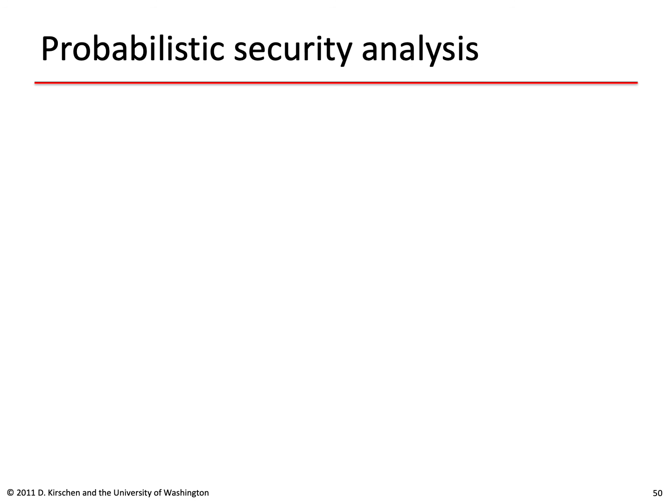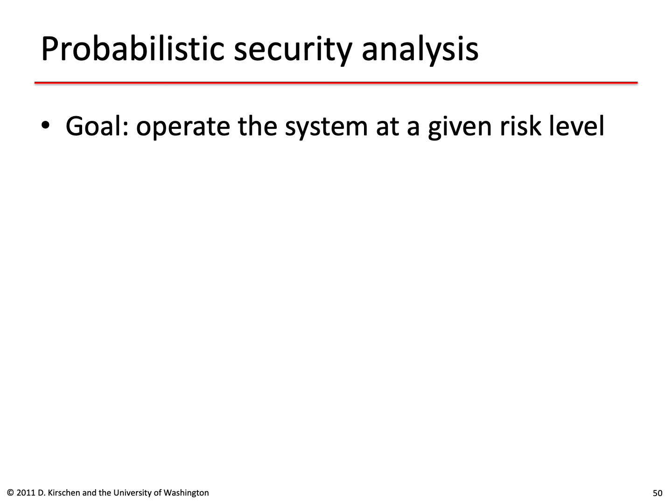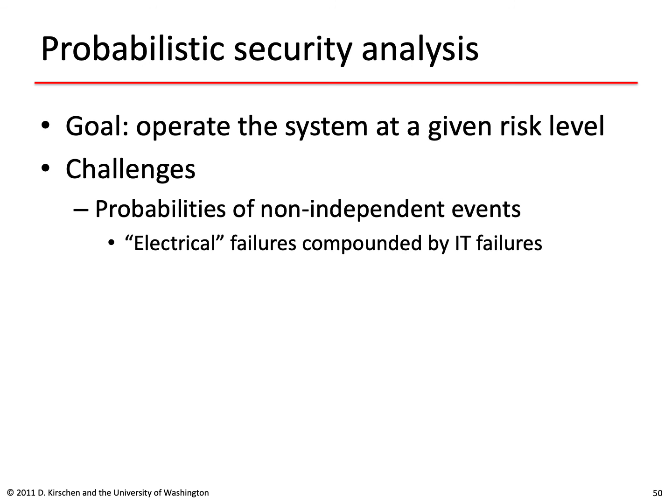These limitations of the N-1 security criterion have spurred some interest in what's called probabilistic security analysis. And the goal of probabilistic security analysis is to operate the system at a given constant risk level. However, this is not going to be an easy thing to implement. For example, the first challenge is: how do we identify the probabilities of non-independent events, these N-2 conditions that I mentioned on the previous slide?